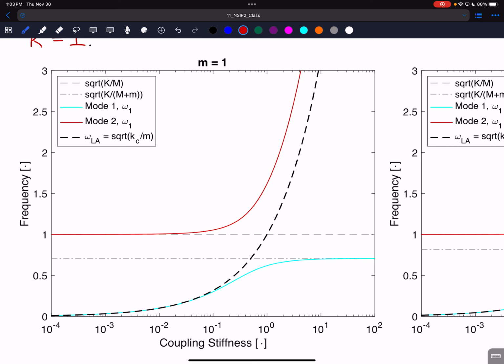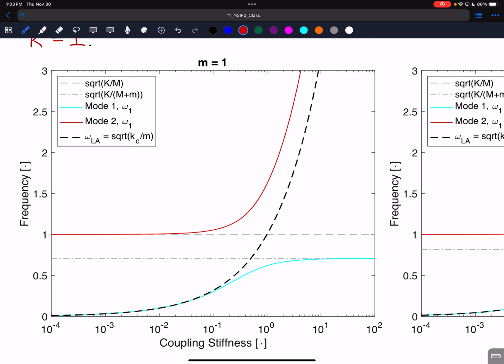The dashed line at the top there is what you get if you just take the square root of big K over big M. That is the natural frequency of this primary oscillator without anything installed on it. And then beneath that, in the dash-dotted gray line, is the square root of K over the summation of the two oscillator masses.